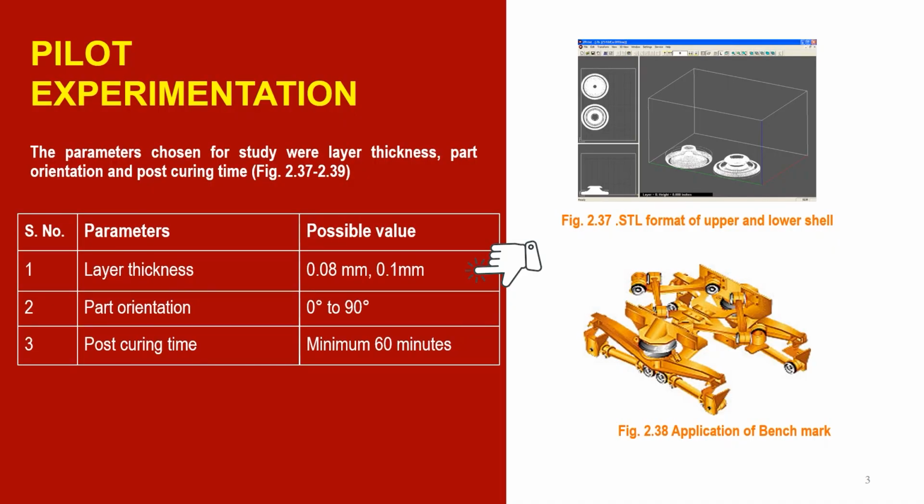So some parameters were kept fixed, like layer thickness. We have a constraint as regards the powder material. Then the orientation angle. Orientation angle we all understand. We can put the CAD file either at 0 degree, 90 degree, or at any angle, so that can be managed. Then the curing time, in this case the 60 minute was fixed.